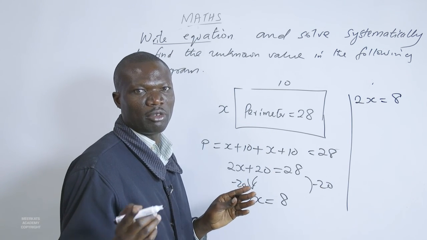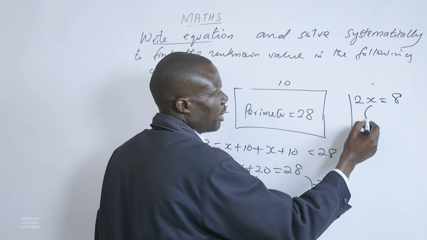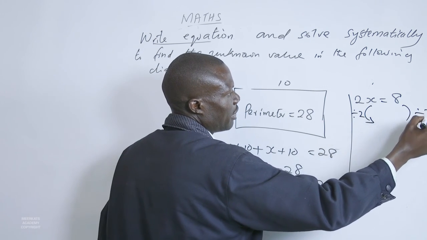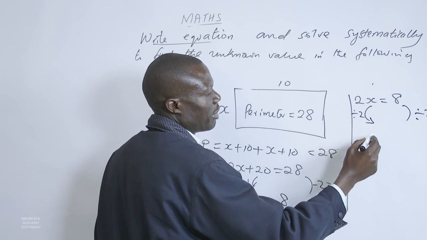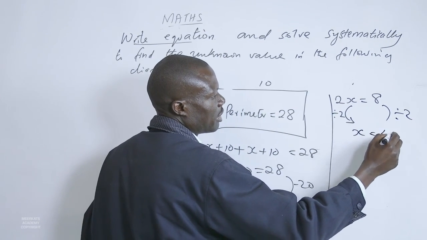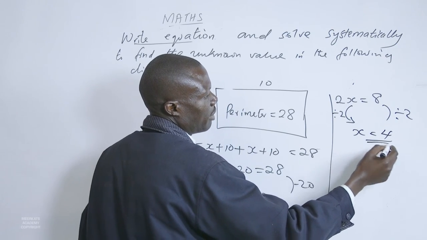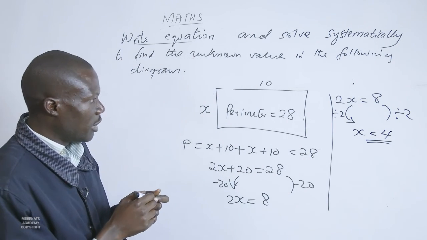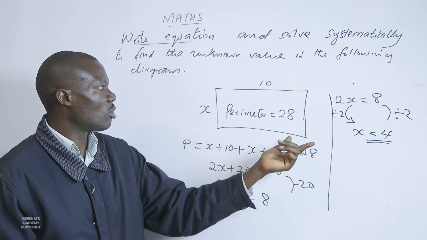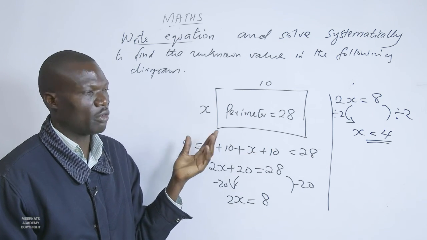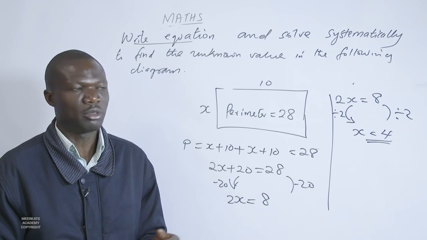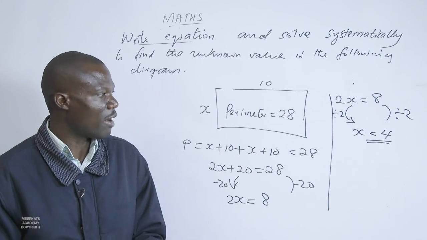2x is a product of x and 2, which implies we shall divide here by 2. That is what the opposite is, and divide this side by 2. 2x divided by 2 is x, and 8 divided by 2 will give us 4. Then it means that the value of x here, which is the breadth, is simply equal to 4. And you can confirm: 4 plus 10 is 14, times 2 gives us 28, which is our perimeter.